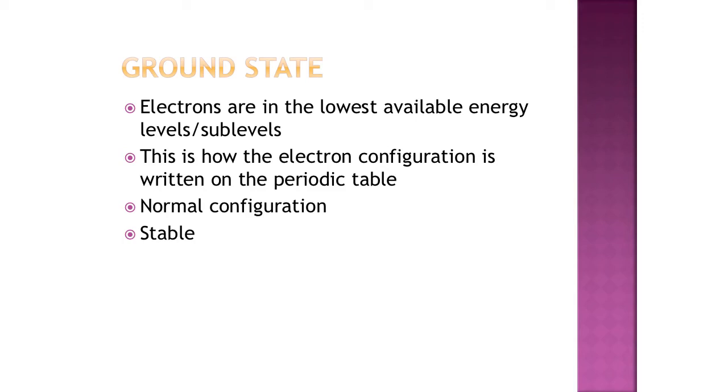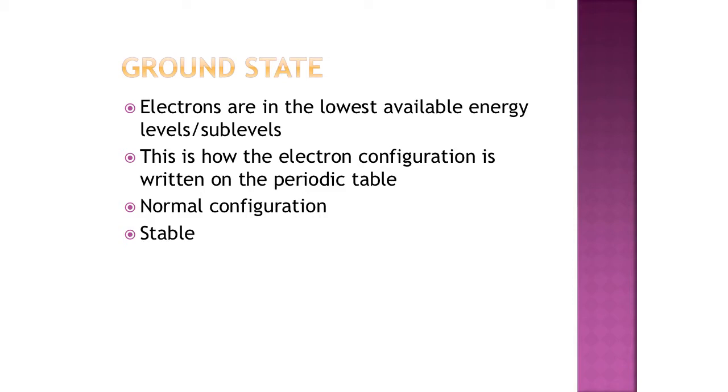Today's video, we are going to talk about what is meant by ground state and excited state, and what this has to do with electron configurations and the structure of the atom. So first thing is that ground state is going to be normal.